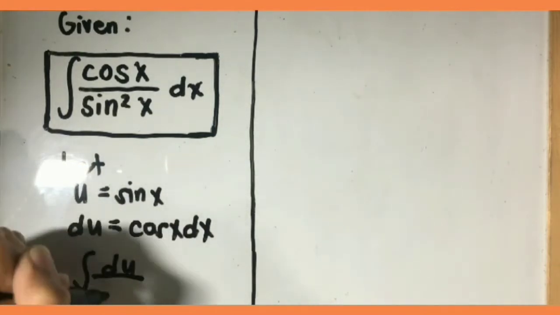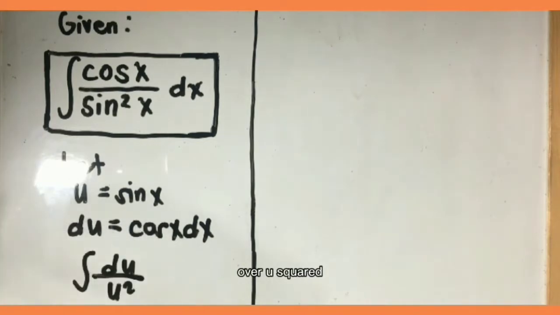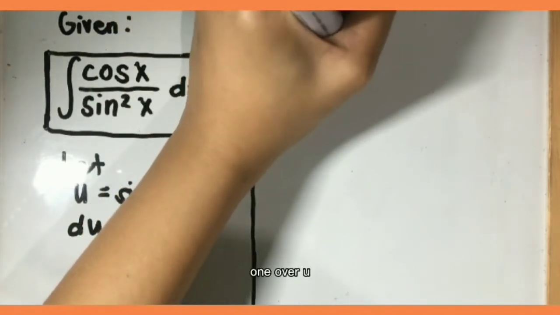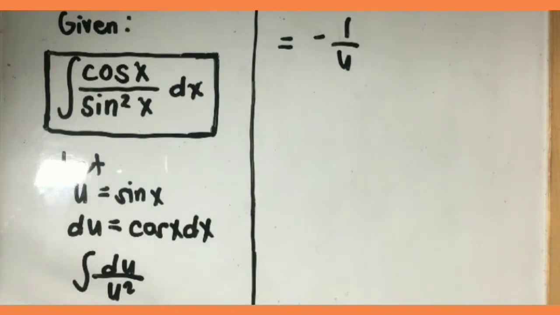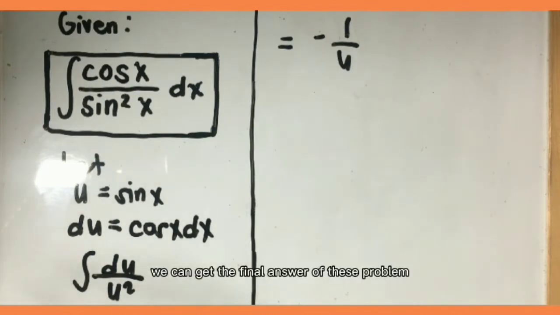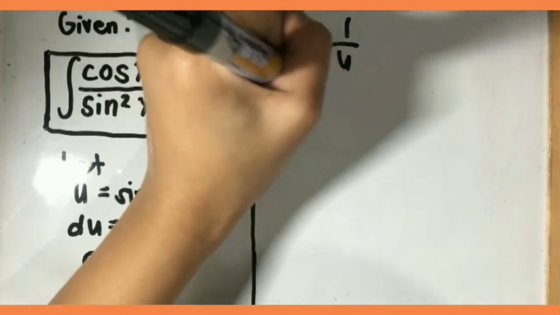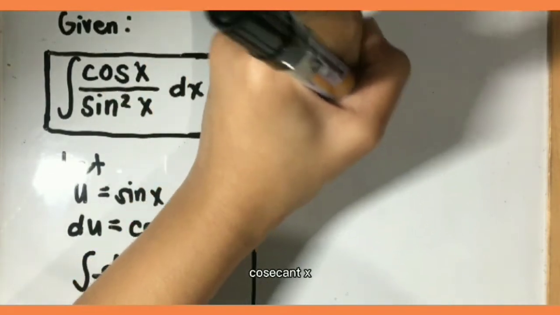du over u squared. So it will become negative 1 over u. From trigonometric identities, we can get the final answer of this problem, and therefore the final answer is negative cosecant x.